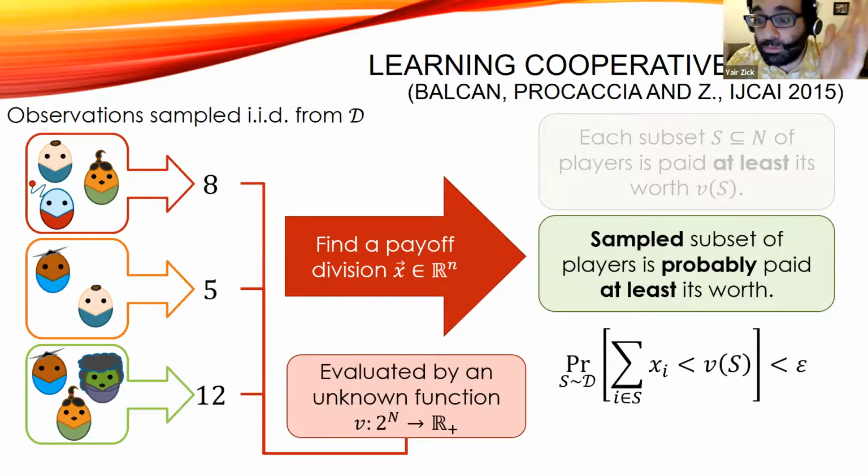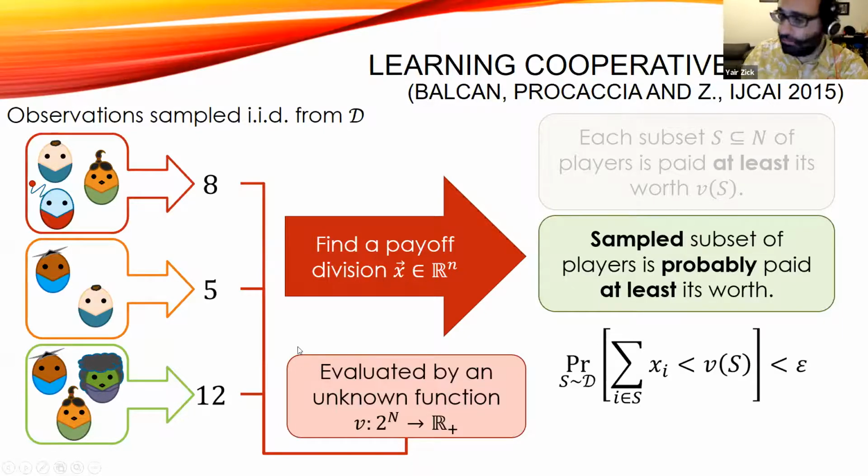And what we wanted to do here is to just say, well, okay, we sampled a bunch of data from this data set to get our training data. And the guarantee we want is that the probability, for the sampled subset, so we sampled the set from some distribution, that this set is paid strictly less than it's worth is very low. It's not very likely that this bad event would happen.